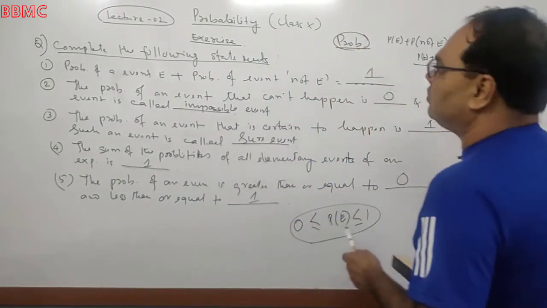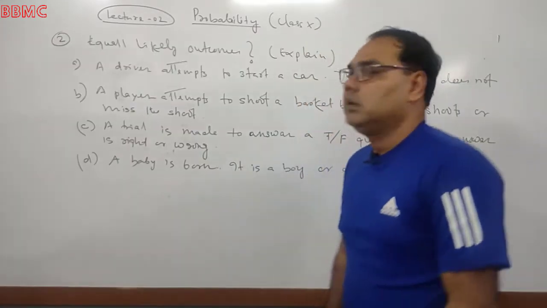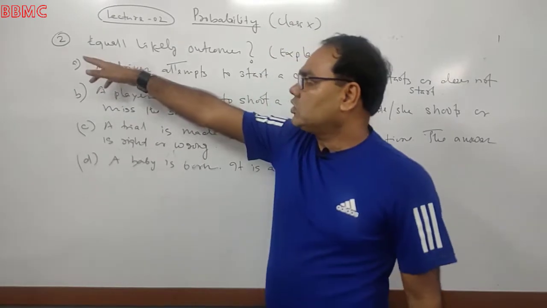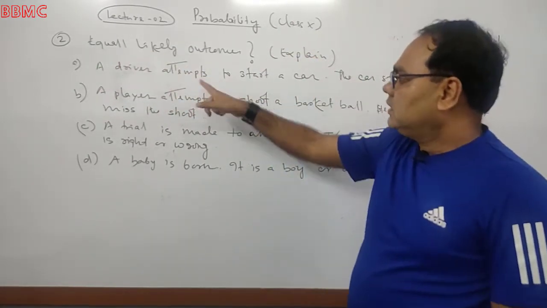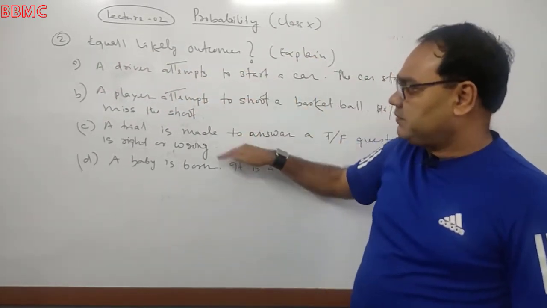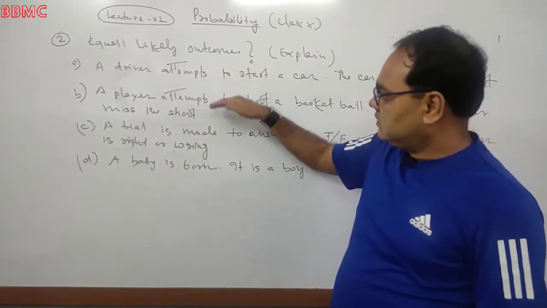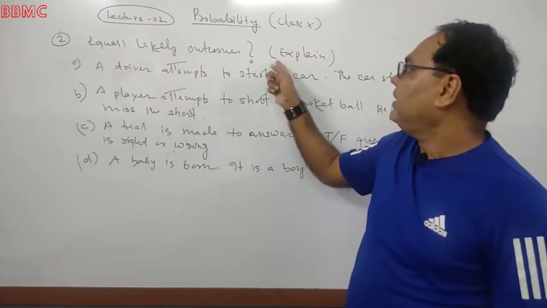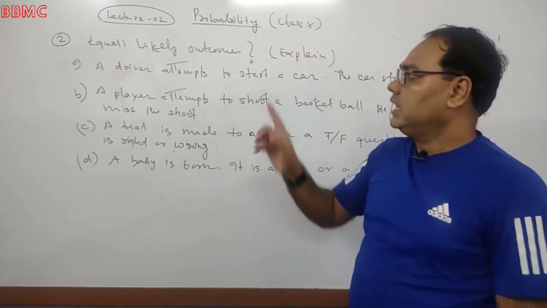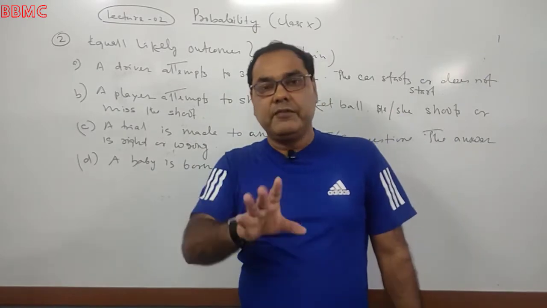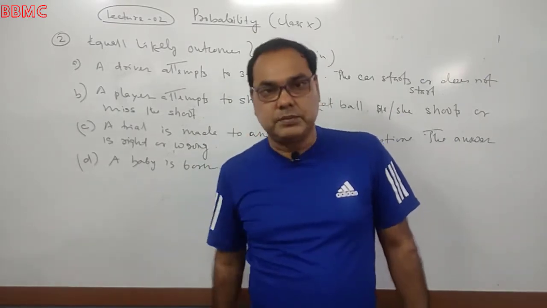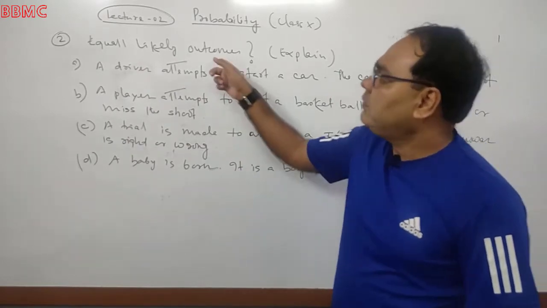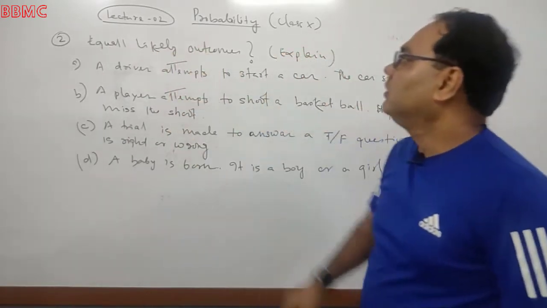So let's go to question number 2. So this is question number 2. See, in question number 2, some experiments are given. You have to determine whether these are equally likely outcomes. Explain. If yes, then explain. If not, then you also have to explain. There are 4 experiments given. We have to determine whether each is equally likely or not.